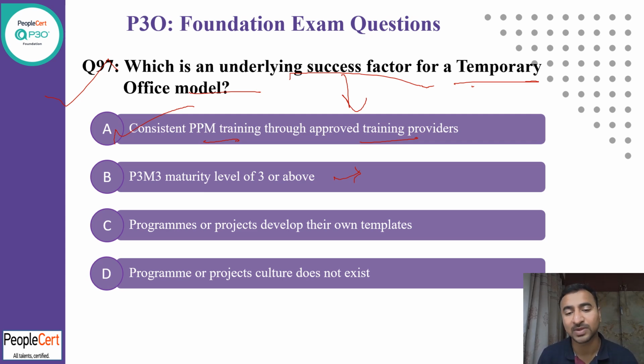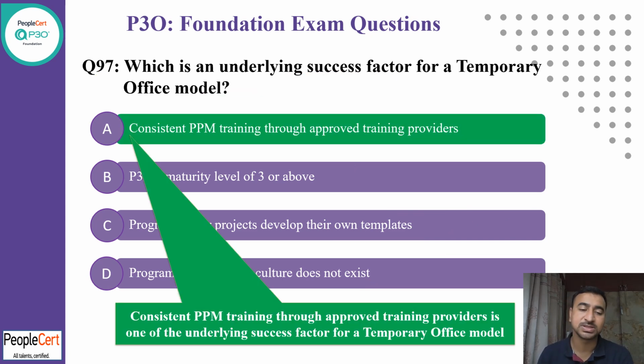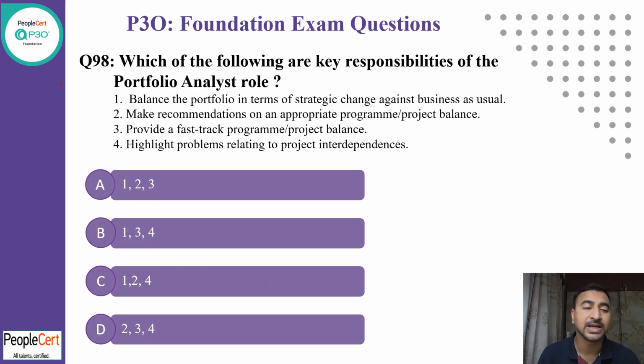Program and project develop their own templates. It is not consistent. You can straight away discard that. You can't have that liberty, otherwise you don't have the defined standard process in place. Program and projects culture does not exist, that again is not relevant with the critical success factor. So I believe A is the most correct answer. Yes, it is, because consistent PPM training through approved training providers is one of the underlying success factors for the temporary office model.